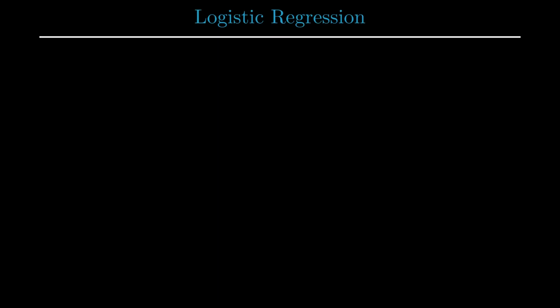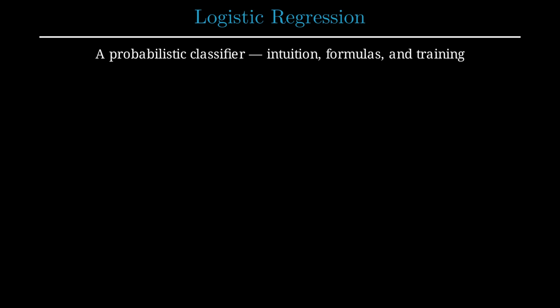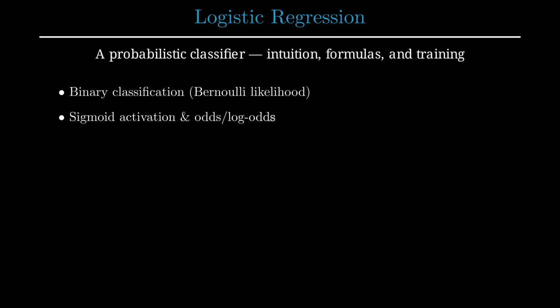Logistic regression is one of the most important models in machine learning, and it's all about probabilities. Instead of predicting just a class, it estimates how likely an input belongs to one. We'll start with binary classification, where labels are modeled using a Bernoulli distribution. Then we'll see how the sigmoid function connects linear models to probabilities through odds and log odds.